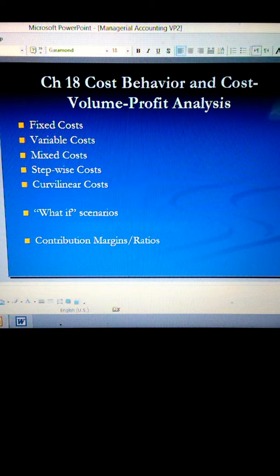There are also stepwise costs, which reflect a step pattern in costs, and curvilinear costs, which increase at a non-constant rate as volume increases. Cost volume profit can be used to predict what could happen if there were changes in sales volume, selling prices, variable costs, or fixed costs. Also covered in this chapter are contribution margins and ratios and how they contribute to fixed costs and income.